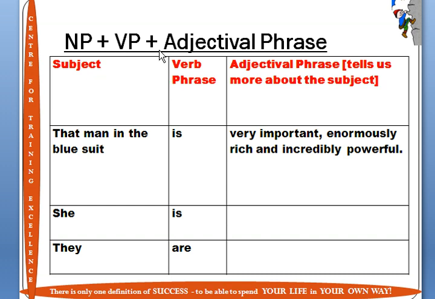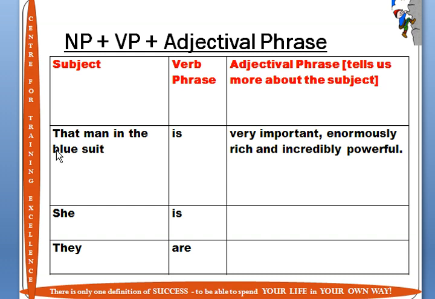Now, we come to the adjectival phrase. So the structure of the sentence becomes noun phrase, verb phrase, adjectival phrase. Let us read the first sentence. The man in the blue shirt. Now here in the blue shirt is your prepositional phrase.